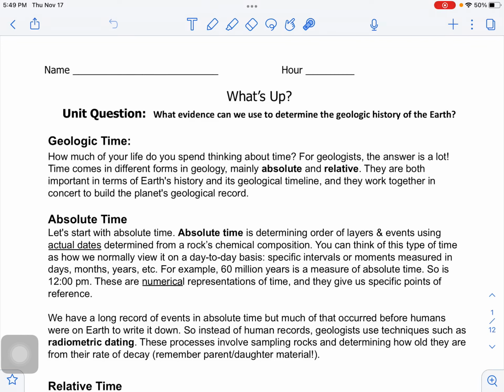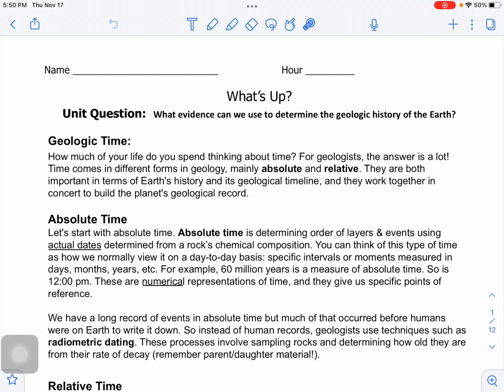So we're just getting started on our geologic time unit, and you did a couple practice problems or scenarios with your activity previously, thinking about pizza and laundry and lockers. And we're going to start applying those ideas today as we think about some real cross sections, keeping in mind our unit question of what evidence can we use to determine the geologic history of the Earth. So what can we see today to figure out what the Earth looked like before?